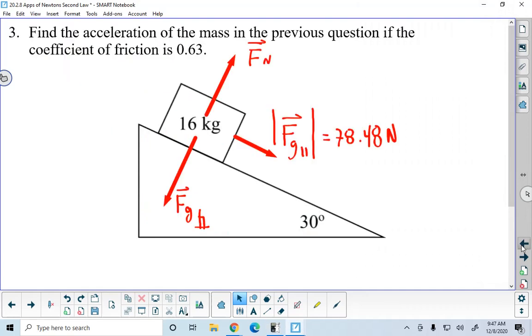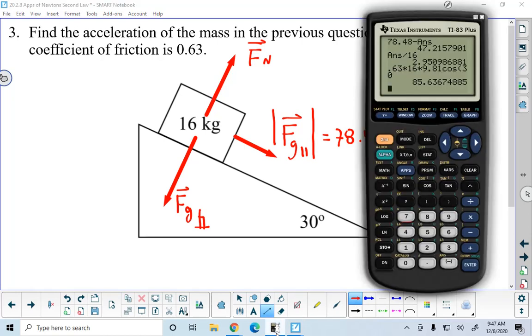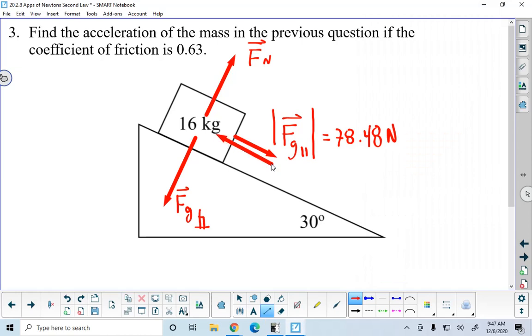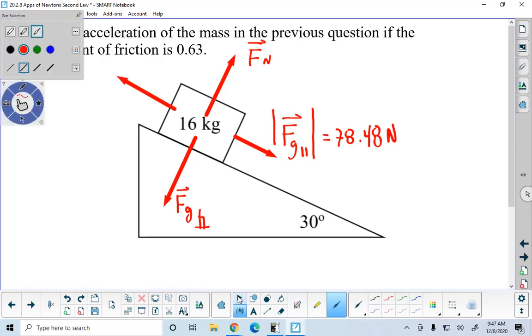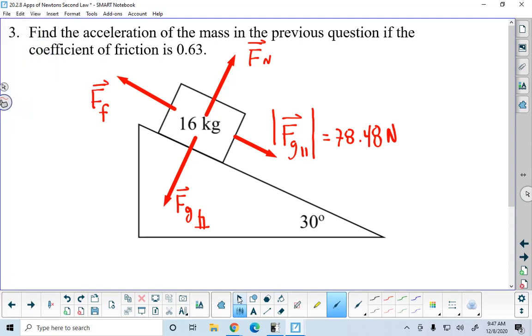So what that means is that if this force of gravity parallel to the ramp is 78 and the force of friction is 86, it's bigger. The force of friction up the ramp is bigger than the applied force by gravity along the ramp. And I don't even need to write in what this number is. Since the force of friction has a larger magnitude, the answer to the question is the acceleration is 0 meters per second squared.